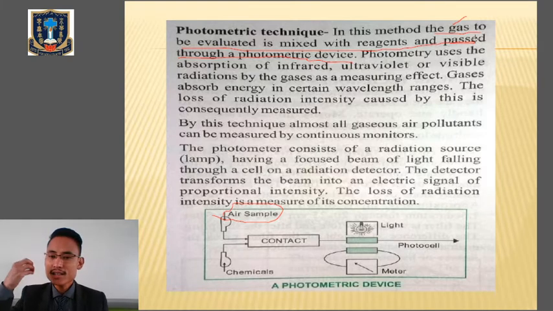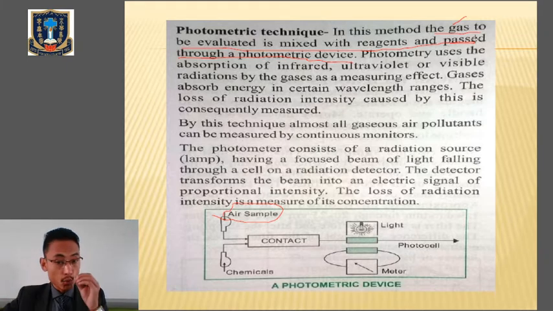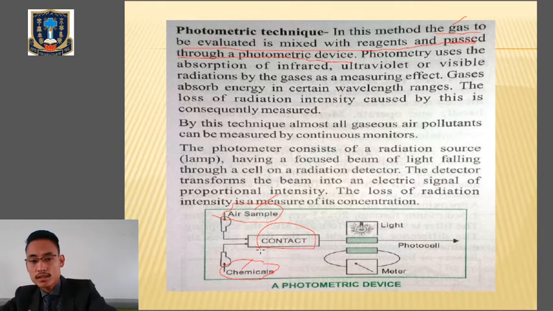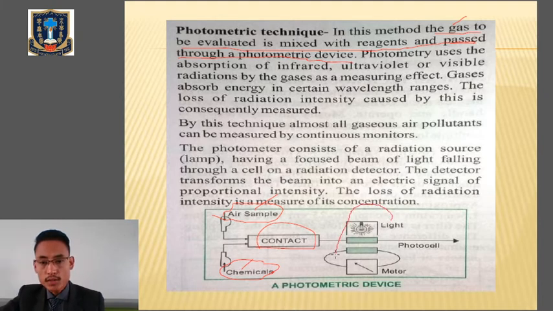The air sample which we have collected and are going to evaluate will be mixed with a chemical, or the reagents, as you can see over here. Once the air sample or gases are mixed with the reagents, these gases will now pass through the photometric device. You can see over here, this is the photometric device. Once the gases to be analyzed are mixed with the chemicals, they will pass through the photometric device.